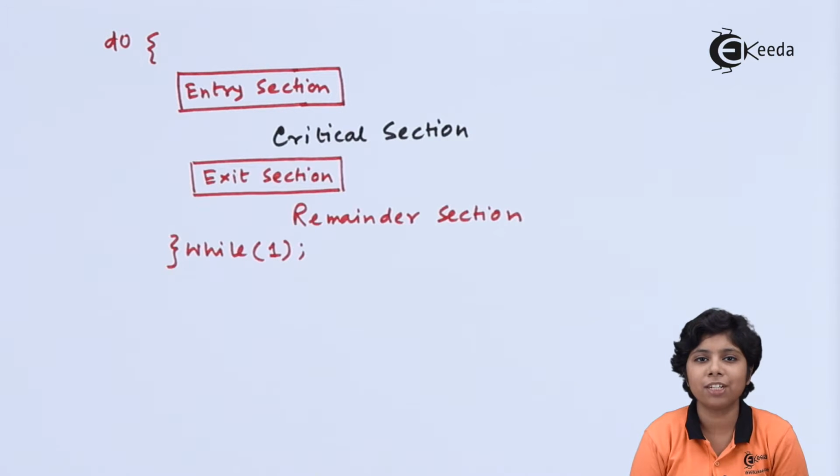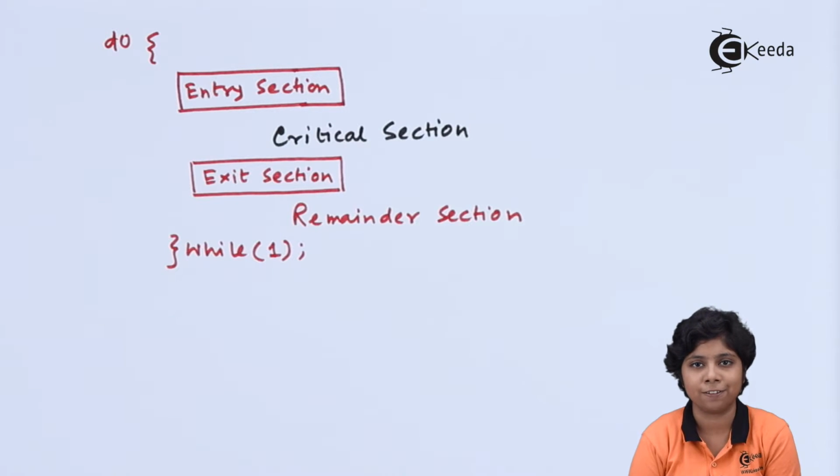Now, to solve this critical section problem, there are three conditions which should be kept in mind. The first one is mutual exclusion. That is, if process Pi is executing in its critical section or has entered the critical section, then no other process can execute or enter its critical section.